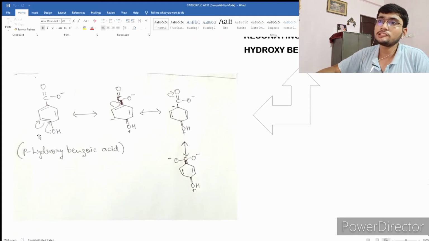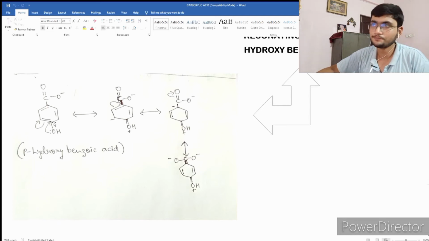So this is the para hydroxybenzoate ion. The hydroxyl group is attached to the para position and it has a plus R effect, which means that it will give a lone pair to the benzene ring. That's what it is doing here also. This bond will get broken here, this carbon will get a positive charge, the oxygen will give a lone pair to this carbon atom, and the resonance keeps on going.